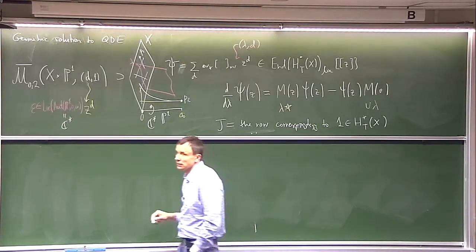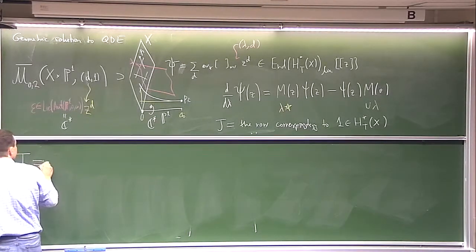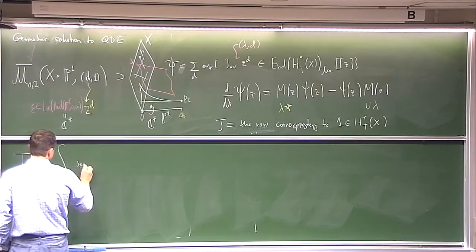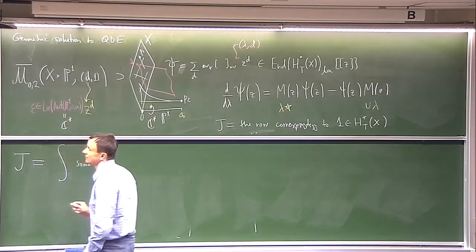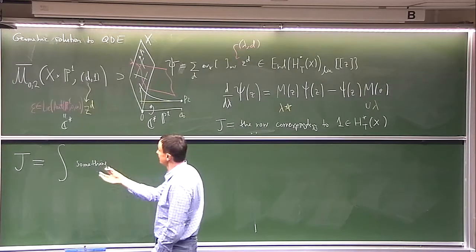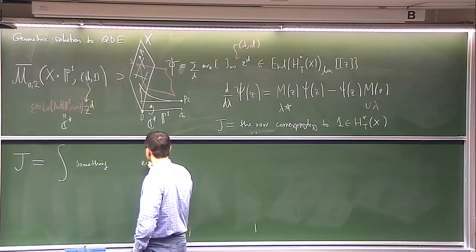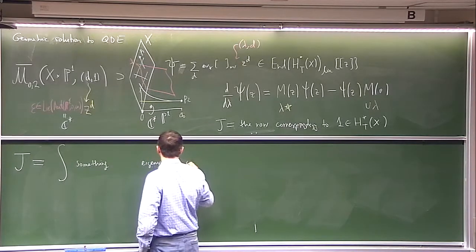And so like I said, there's some general yoga by which you'd like to say that this is an integral of something. And then this means, like I explained before, that in particular the eigenvalues come from critical points.